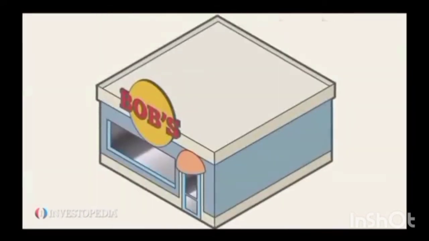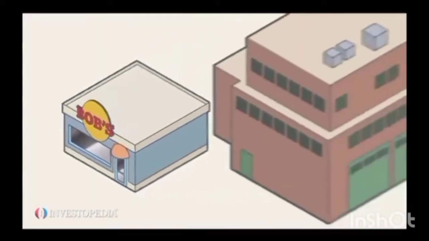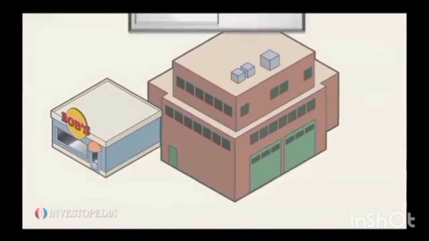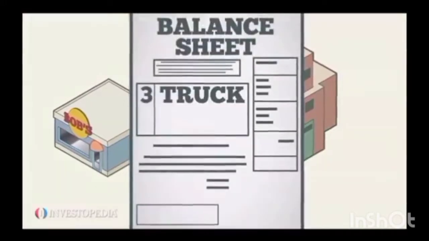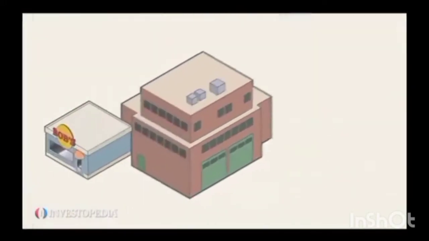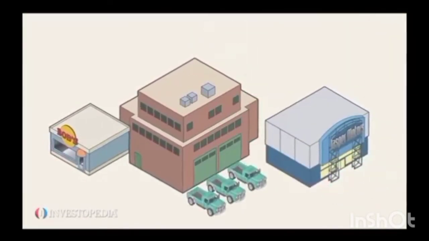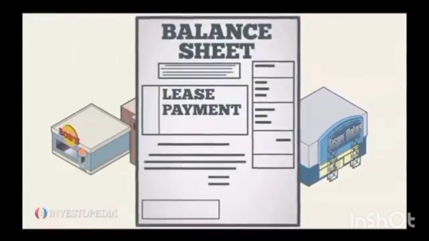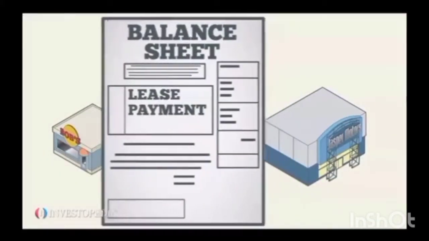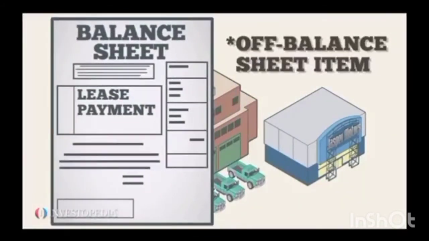For example, Bob's business needs trucks to ship inventory to and from its warehouse. It does not want the cost of the trucks on its balance sheet, so it creates a subsidiary company that buys the trucks and then leases them to Bob's. Bob's only has to record the lease payments on its balance sheet, making the delivery trucks an off-balance sheet item.